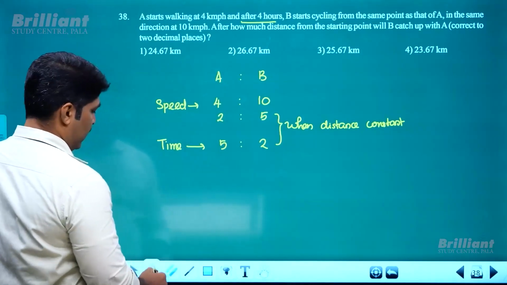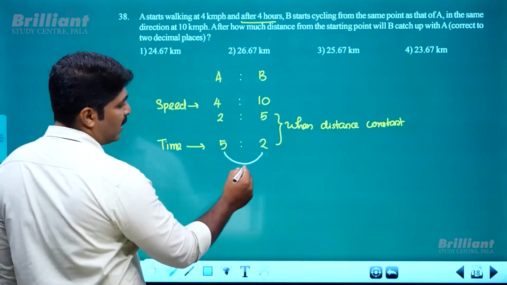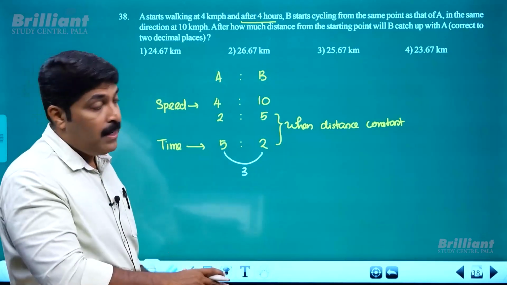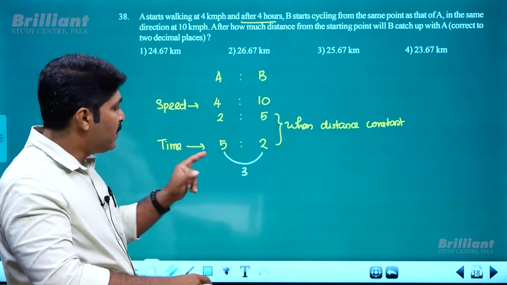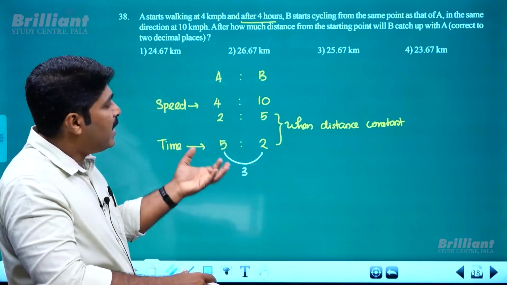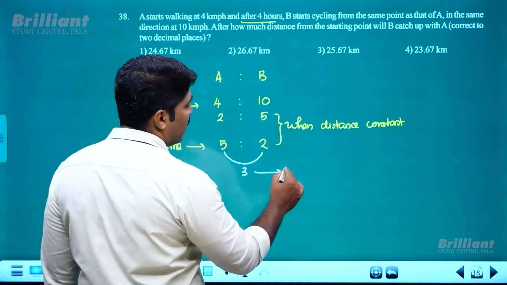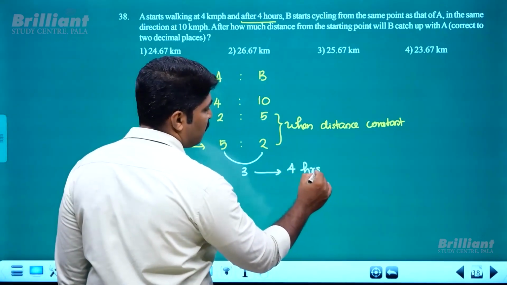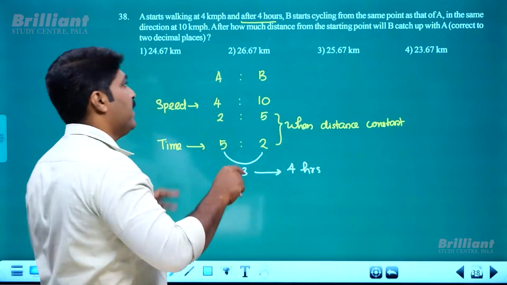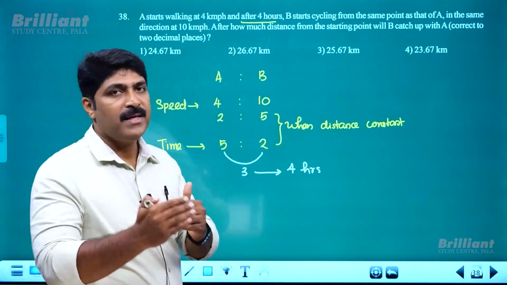And it is given that the time difference between them is, in this case, 3, right? As per these ratios, this is called the unitary method. Instead of putting x in both cases, I am simply considering the ratio-wise difference here. So the ratio-wise difference 3 is representing the time difference. In the question, it is given that this 3 actually represents 4 hours. If 3 represents 4 hours, we can easily find the total time taken by A or B for covering this distance.